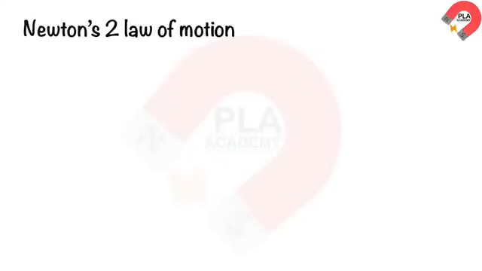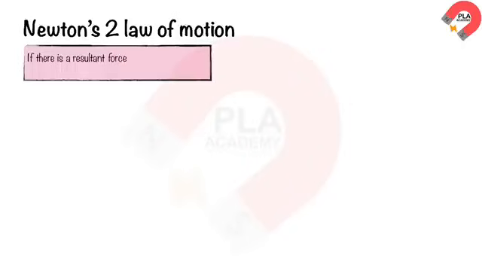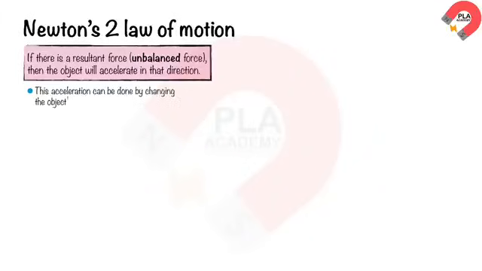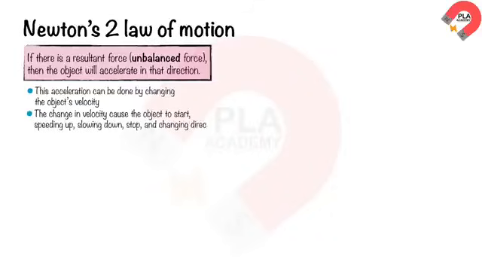Newton's second law of motion. If there is a resultant force, an unbalanced force, then the object will accelerate in that direction. This acceleration is done by changing the object's velocity. The change in velocity causes the object to start, speed up, slow down, stop, and change direction. If a resultant force acts on an object at rest, the object will accelerate, starting to move, increasing its speed.